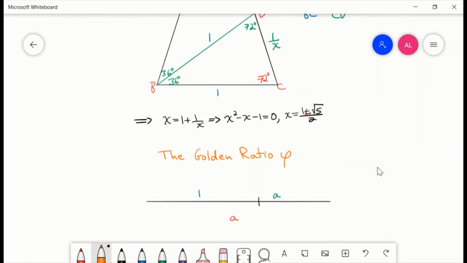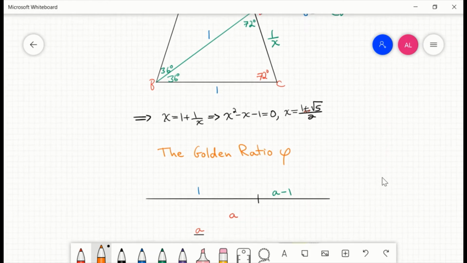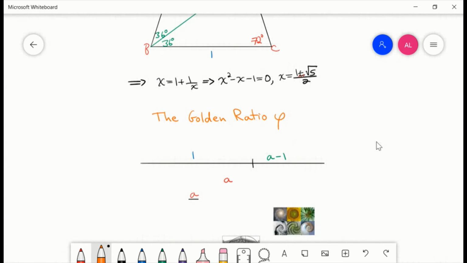So this right here I have illustrated is a problem that people as far back as the ancient Greeks contemplated. Let's suppose that there is this segment of length A that's divided into two parts, one of length 1 and one of length A minus 1. And then the Greeks wanted to find what is A such that the ratio of A to 1 is the same as the ratio of 1 to A minus 1. In other words, the ratio of the entire segment to the big part is equal to the ratio of the big part to the little segment.